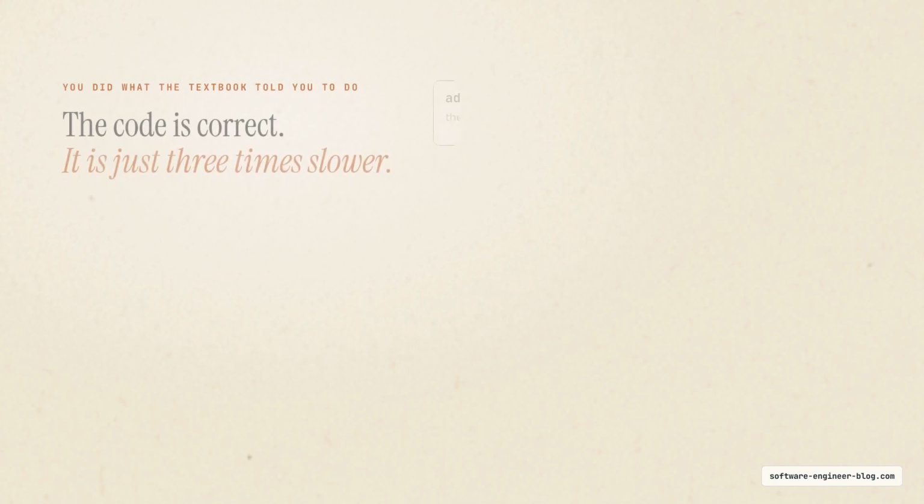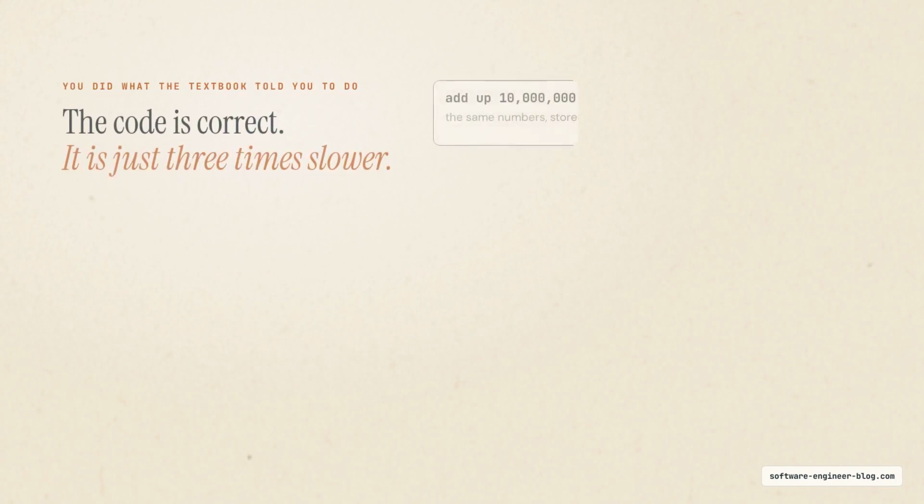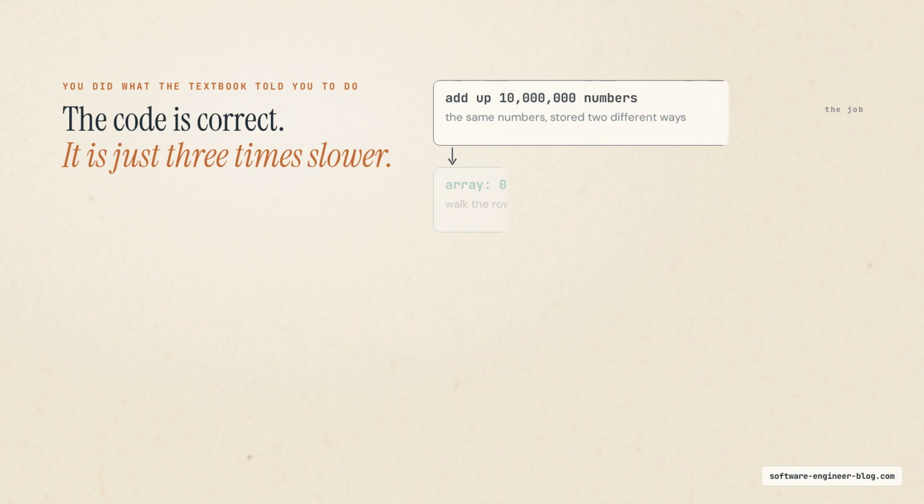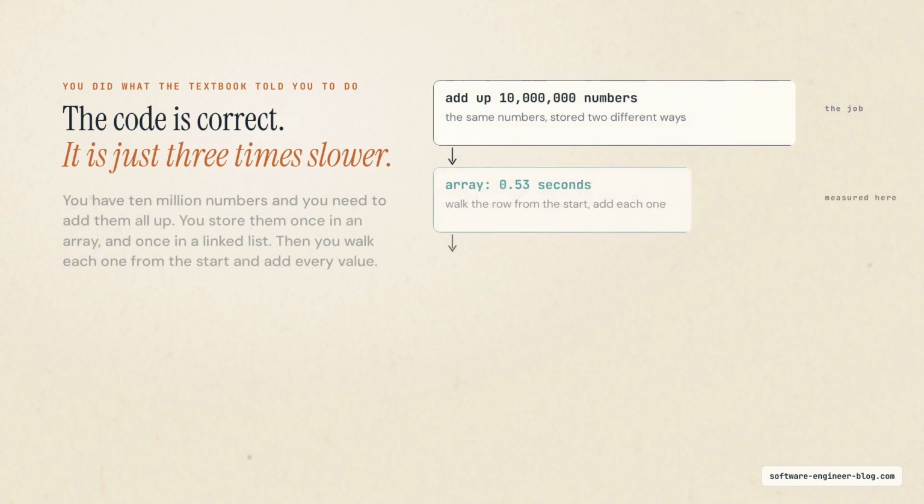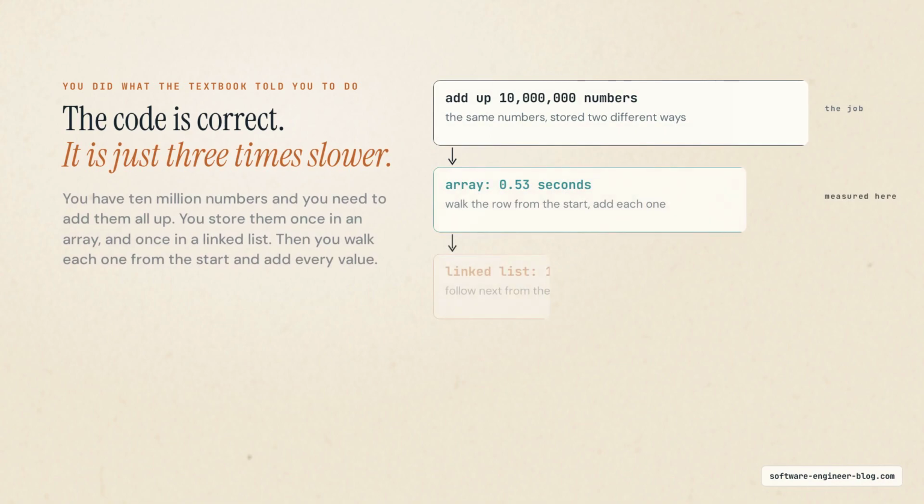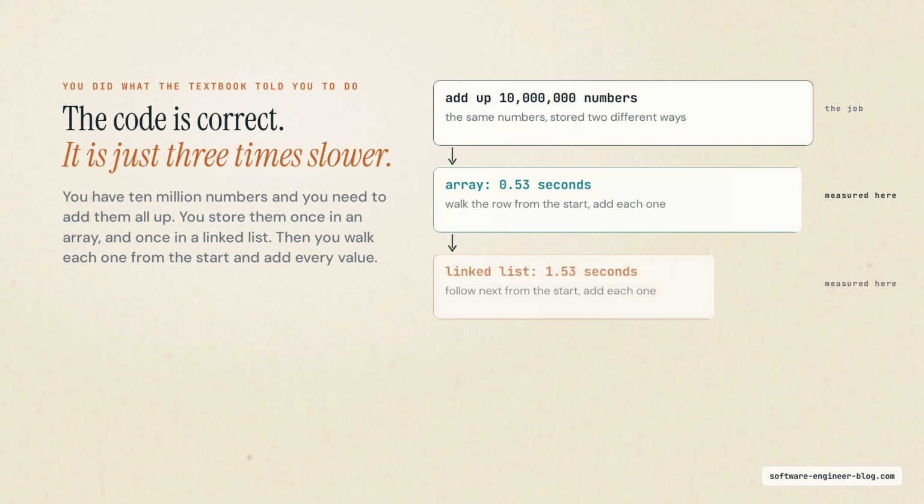Here is the situation. You have 10 million numbers, and you need to add them all up. You store them twice, once in an array, which is one block of memory, and once in a linked list, where each number sits in its own small object that points to the next one. Then you walk each one from the start and add every value. The array finishes in 0.53 seconds. The linked list takes 1.53 seconds, nearly 3 times slower.